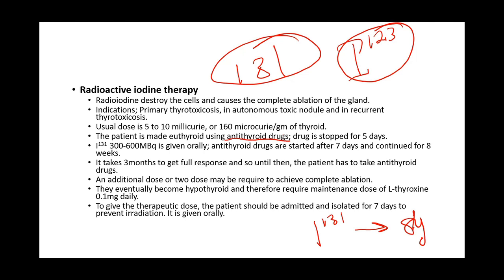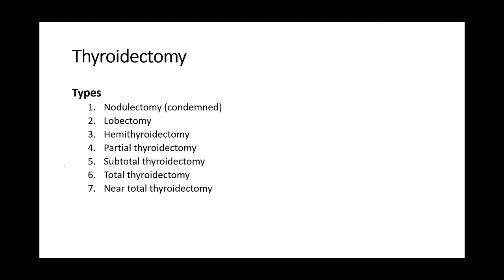An additional dose or 2 doses may be required to achieve complete ablation. Then they eventually become hypothyroid and therefore require a maintenance dose of L-thyroxine 0.1 milligrams daily. To give a therapeutic dose, a patient should be admitted and isolated for 7 days to prevent irradiation. It is given orally. Now, the next treatment option we are going to talk about is surgery, which is thyroidectomy.